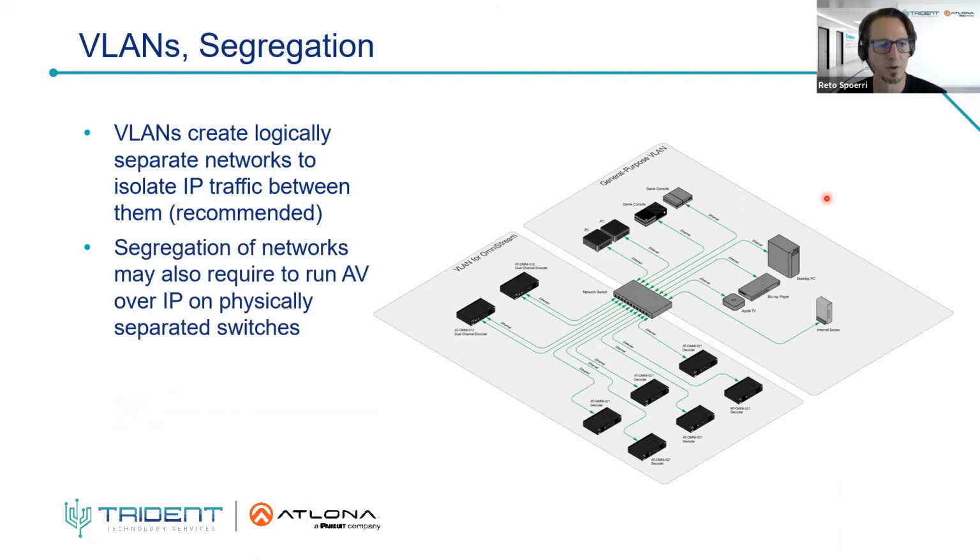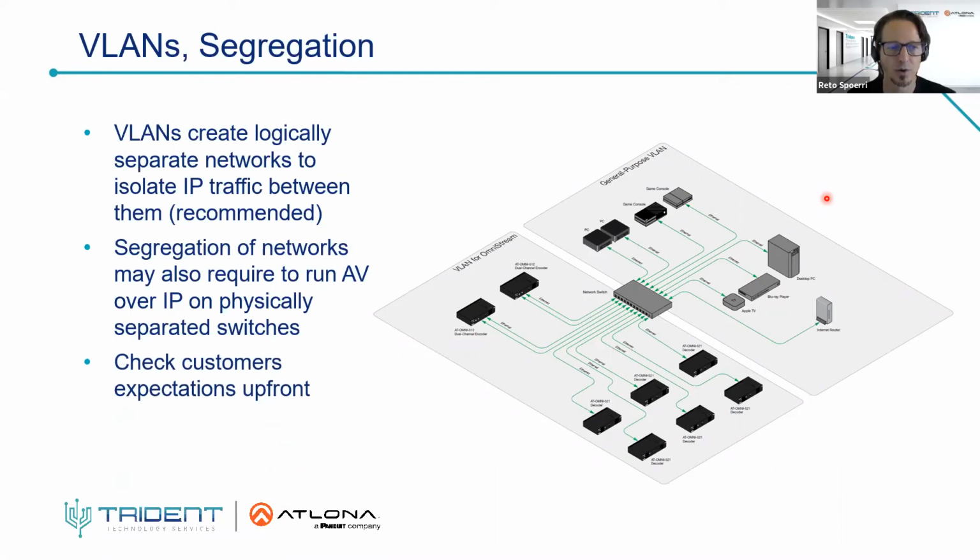Segregation of networks may also require running AV over IP on physically separated switches, which, as you can imagine, requires twice the amount of switches and more cables, and it's complicated to set up and to manage. But the takeaway for sure: check your customers' expectations up front. In a high security environment like military and Ministry of Defense, sometimes they actually require physical segregation. So you have to know this in advance, check it with the customer, and build the system based on this requirement.